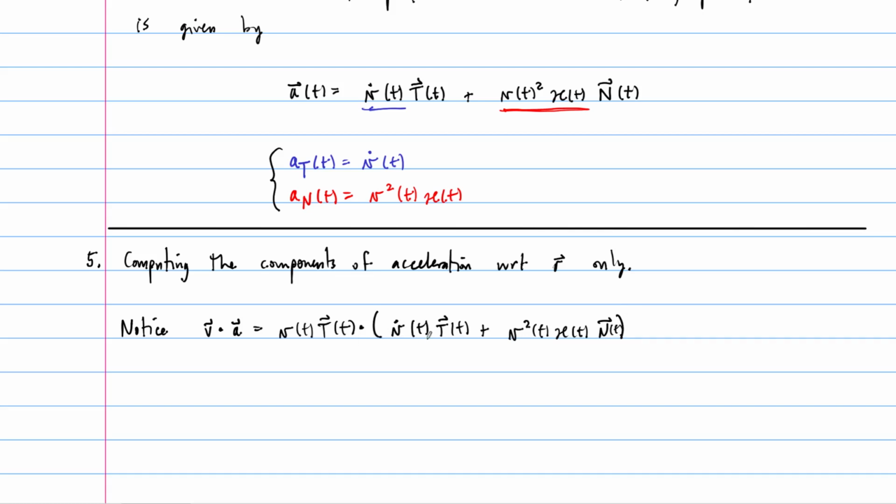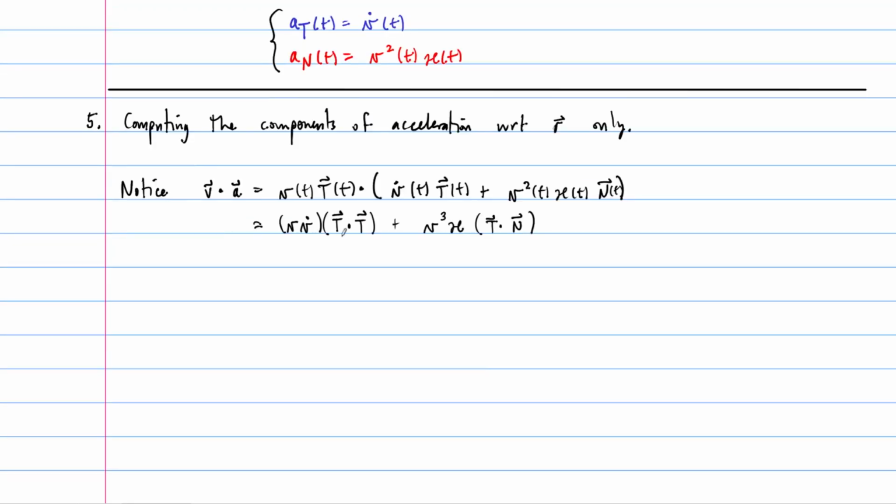And remember the dot product distributes, right? So we end up with, I'm going to drop the little t's now, because everything's a function of t here. So this is going to end up being v times v dot times T dotted with T, plus, this one's going to end up being v times v squared times kappa, so v cubed kappa, times T dotted with N. Right? And now we need to use some of the properties that we know. The tangent vector field is a unit vector field, so this dotted with itself is equal to 1. So any unit vector field dotted with itself is equal to 1.